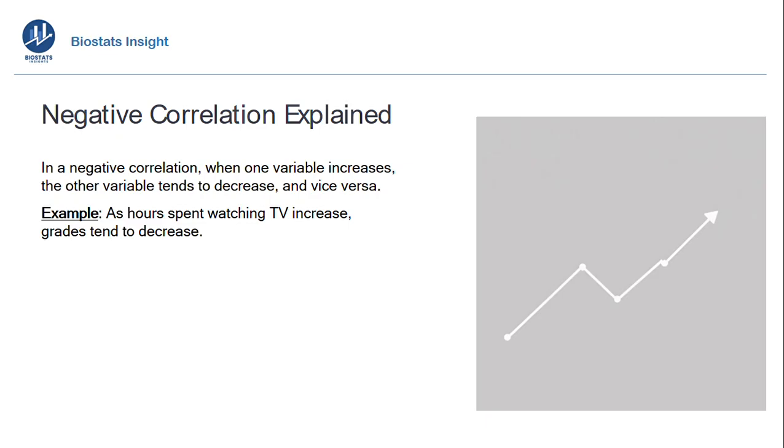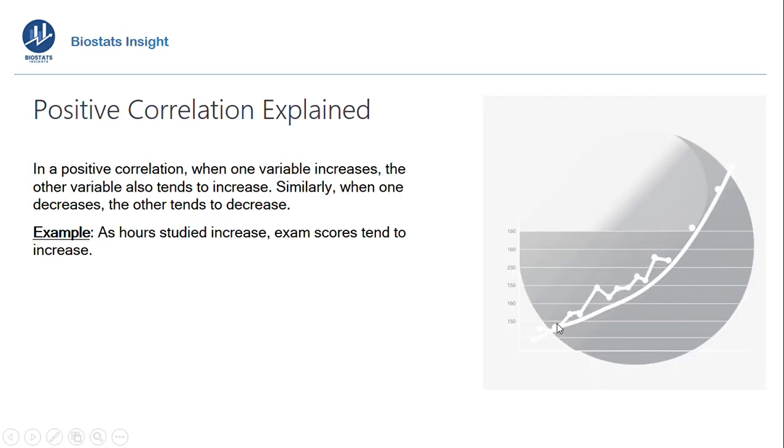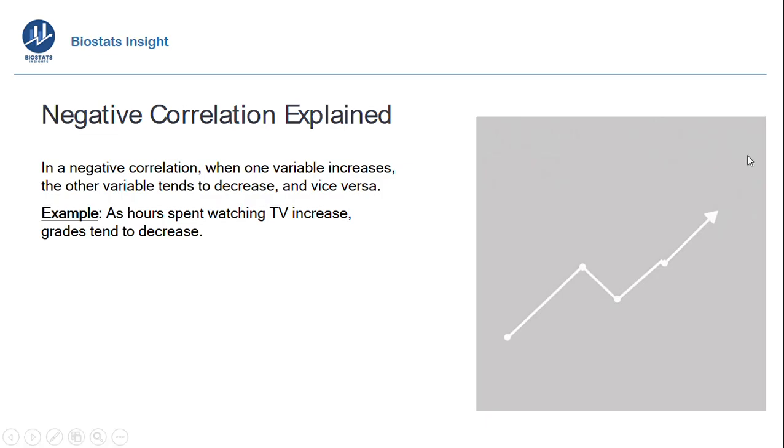In positive correlation, you can see the graph has an upward, outward direction. In the second one, negative correlation, the graph slopes downward. In negative correlation, when one variable increases, the other variable tends to decrease, and vice versa. For example, as the time spent watching TV increases, grades tend to decrease.